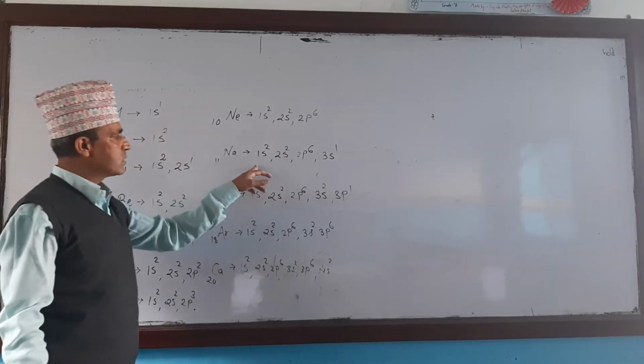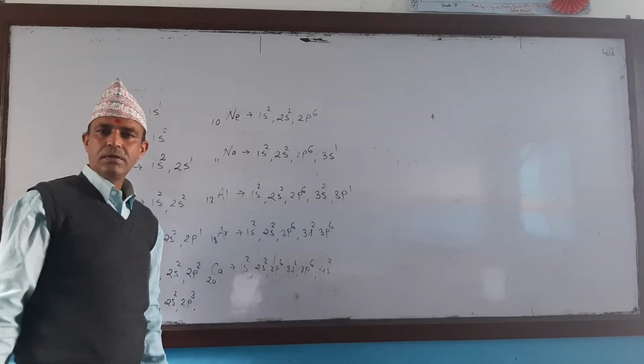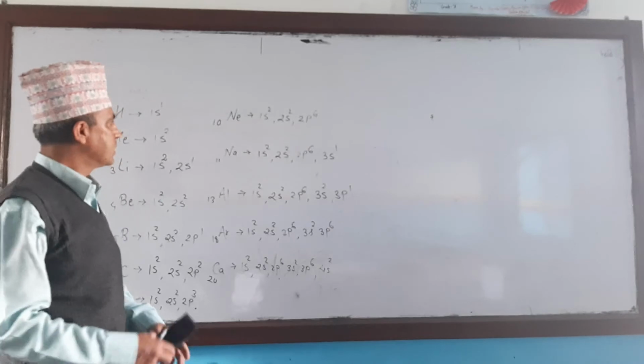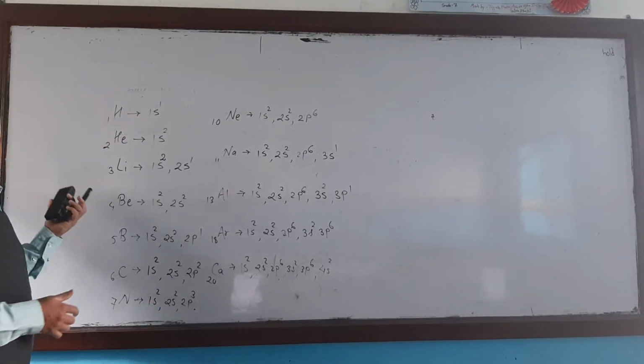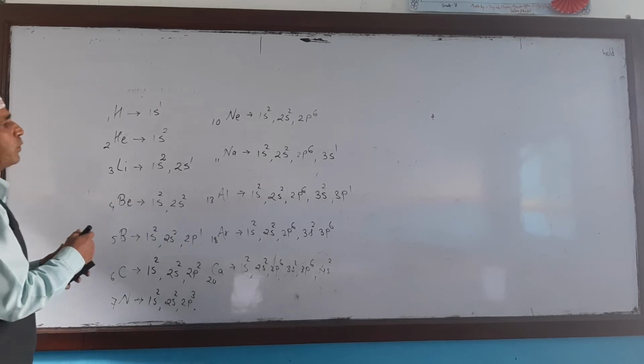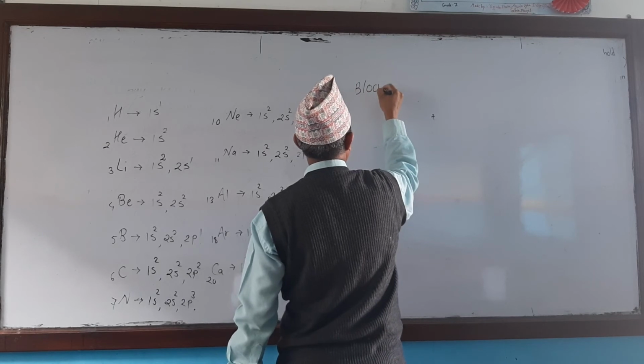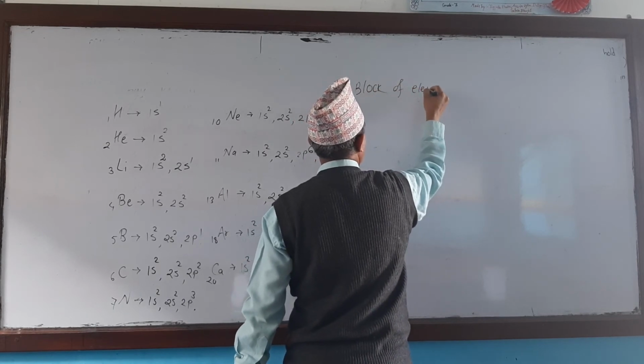Sodium 1s2, 2s2, 2p6, 3s1. Isn't it? Okay, students. This is the electronic configuration of the first 20 elements. Now I am going to guide you about blocks of elements. Block, B-L-O-C-K. Block of elements.